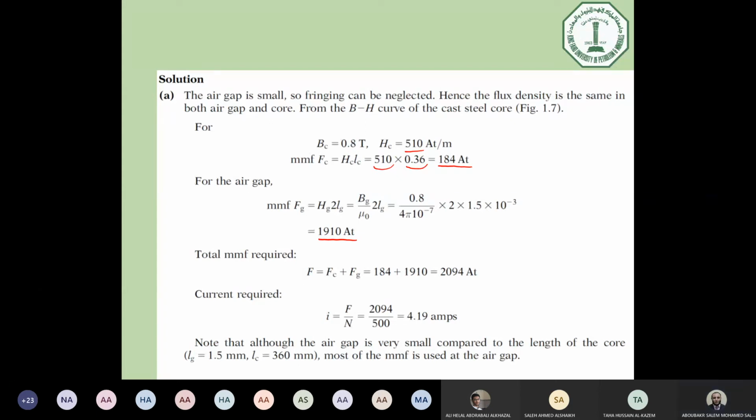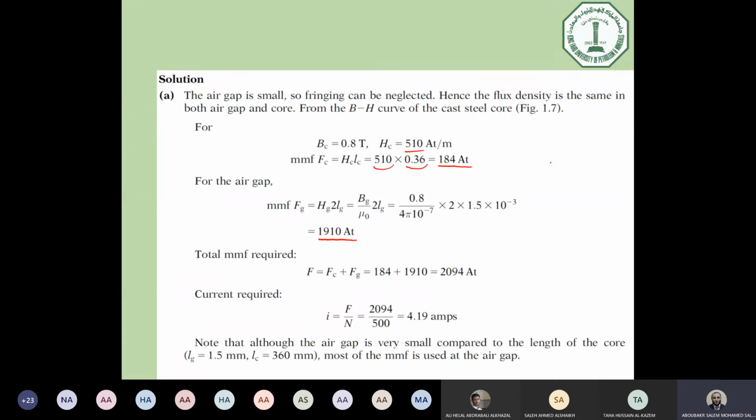Right. We need to calculate the current, so we can calculate the total MMF and divide by N, which is 500 here, to get the required current. So this means we need 4.19 ampere to operate the relay to achieve an air gap distance of 1.5 millimeters. Okay, so this is the start of the current needed at that distance.